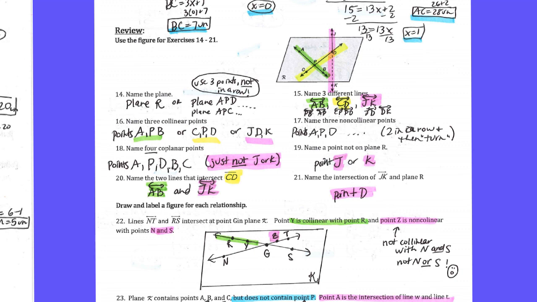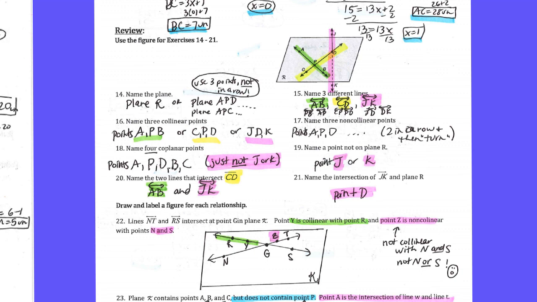Name 3 different lines. I have them in colors. Okay, there's different ways to name my green one. Pick 2 points on the green one and put a line with arrows above it, or you write the word line. Same with the yellow one. Pick 2 points on the line and put a line above it, or write the word line. Put arrows on it too. Same with the pink one. JK is a good choice, but you can use any 2 points on the pink line and put a line above it or write the word line.